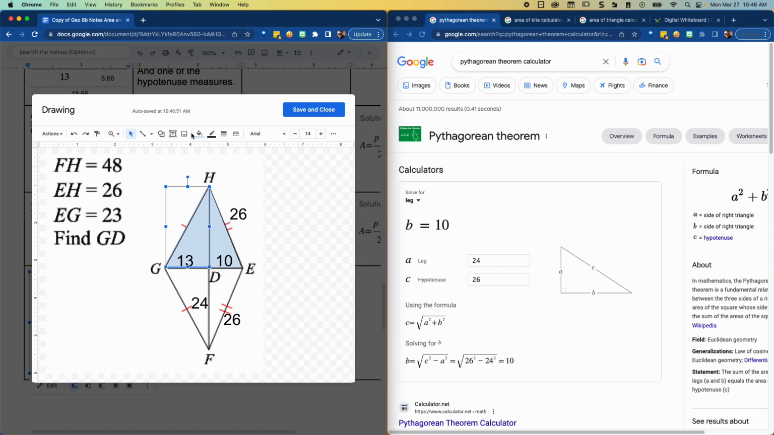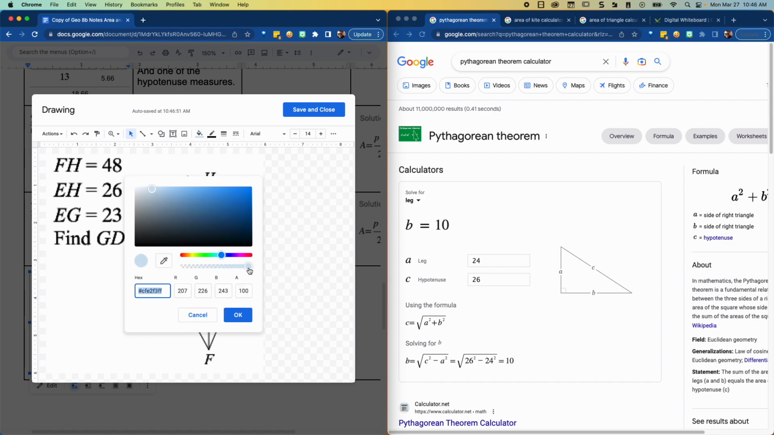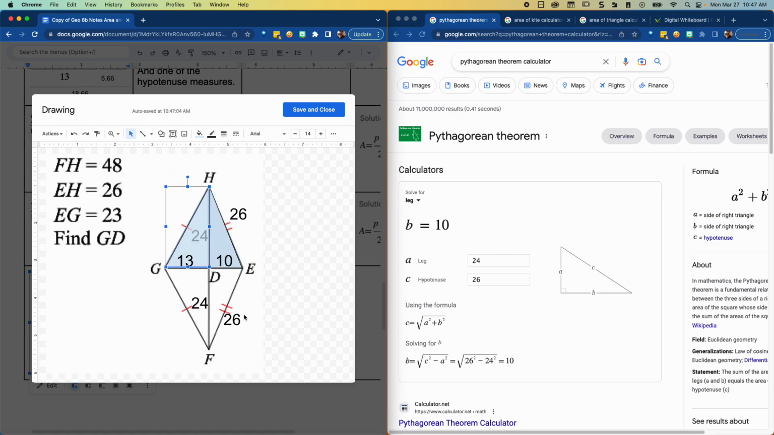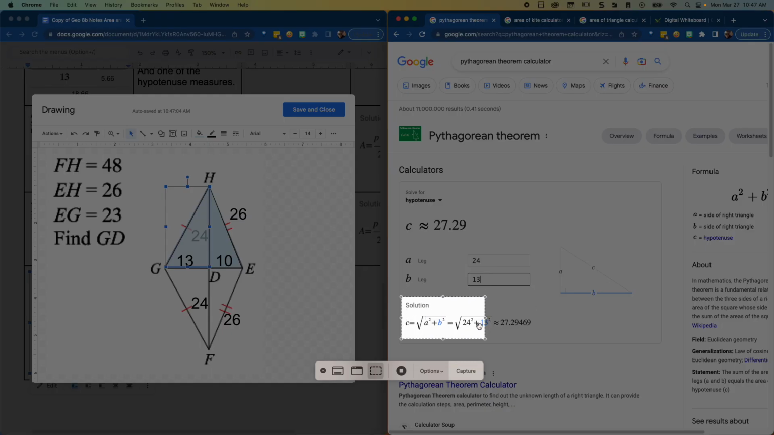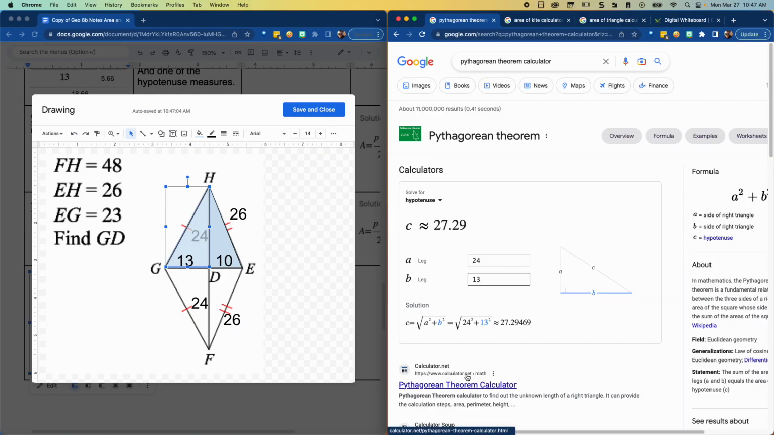You know what? In fact, I'm going to make it fade out. So I'm going to use a transparent color again. So if I go and I change the color, add a custom color, make it transparent, now I can see some of the pieces. Why that's helpful is I see that I have the 13 and the 24. And those are two edges on the right triangle. The only edge I'm missing is the hypotenuse. So if one of my legs is 24 and the other one is 13, that tells me this leg out here is 27.29. So we're going to capture that calculation because we'll paste it into our work.